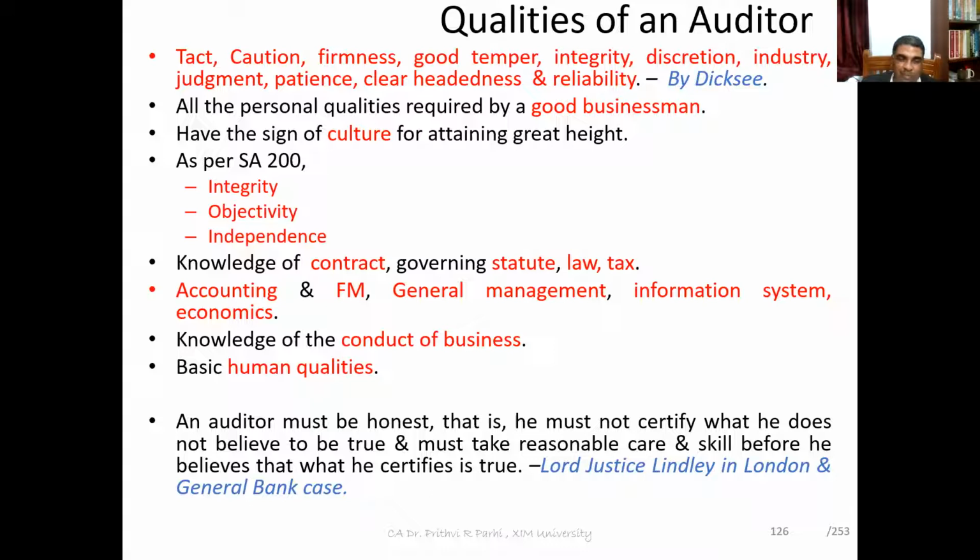He should have all the basic human qualities. And in the London General Bank case, Justice Lindley said: an auditor must be honest. That is, he must not certify what he does not believe to be true. If the auditor believes that it's not true, he should not certify it at all. And he must take reasonable care and skill before he believes that what he certifies is true.